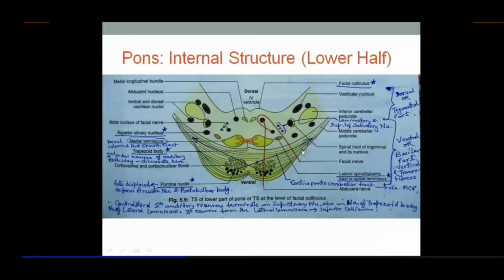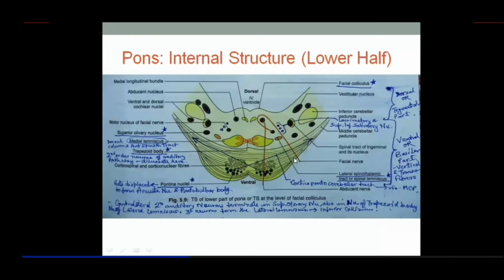So lateral to the facial nerve, you will find another nerve. We actually say that this nerve is emerging out, but physiologically or functionally, it is actually entering the pons lateral to the facial nerve. Got it? So there are three nerves which are studied.